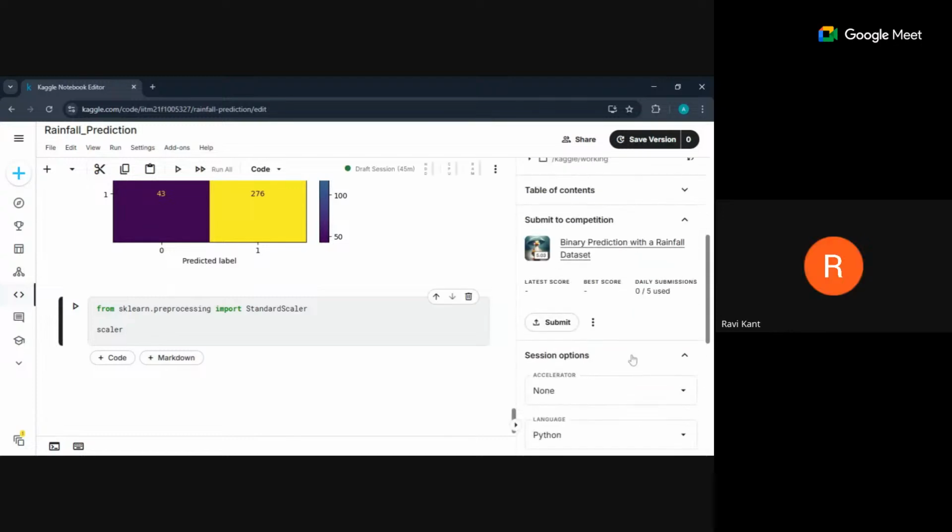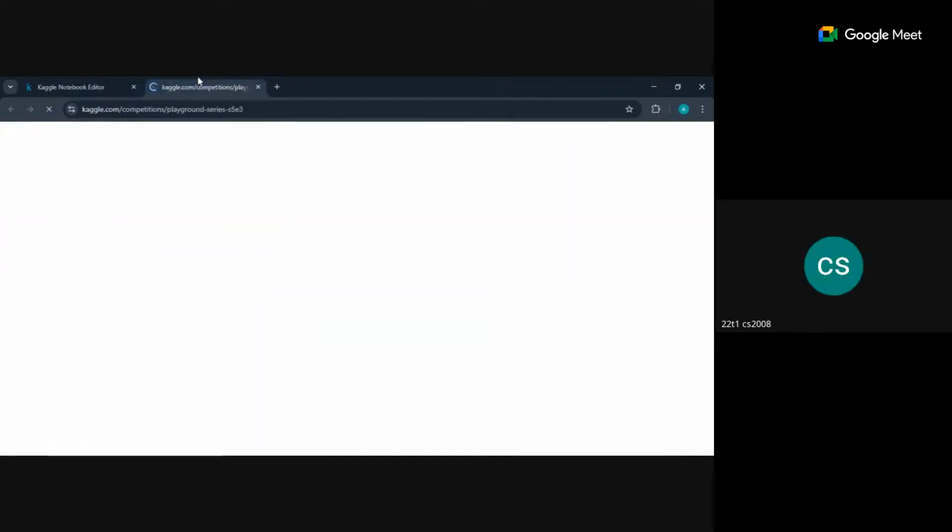And will we be able to see this code? This code I will not make public.